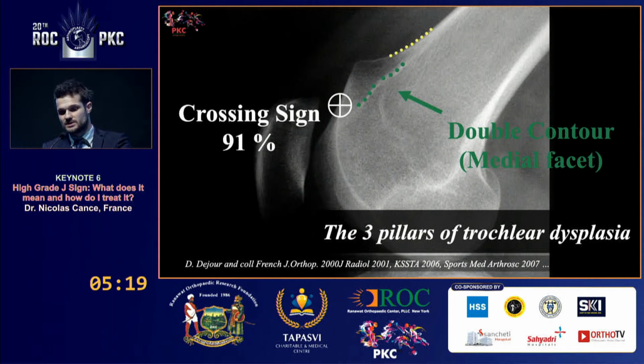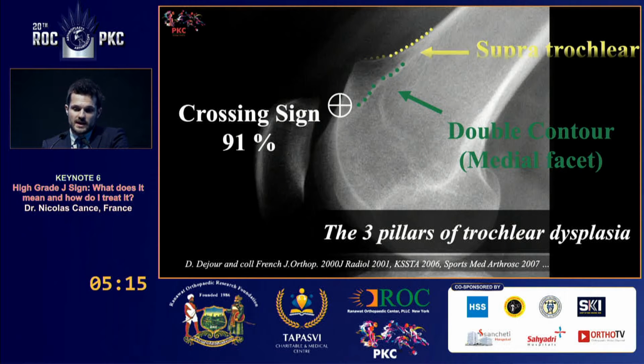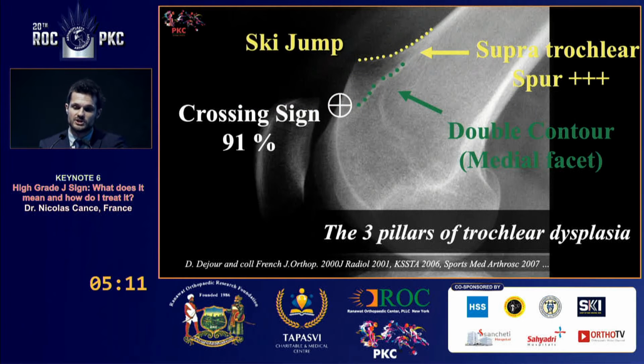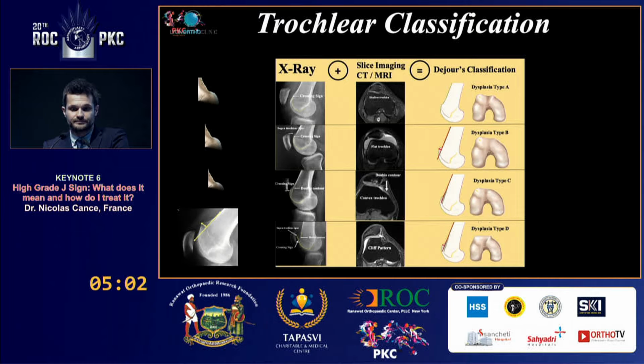The first one is the double contour, which is a sign of a hypoplastic medial facet. And the second one is the supratrochlear spur, which represents a real ski jump for your patella and makes it dislocate. This supratrochlear spur means you have a high-grade trochlear dysplasia.